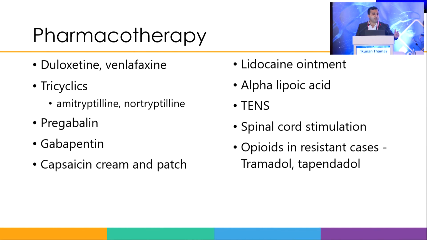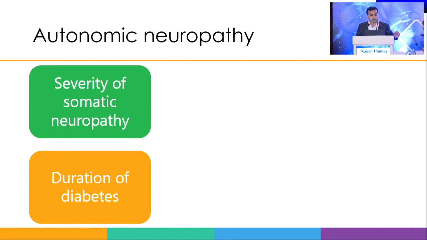Capsaicin ointment and patch is available, which can be applied up to 3 to 4 times depending upon the patient's tolerability. Alpha lipoic acid has shown benefit when given for periods of 6 to 8 weeks. And in refractory cases, you may even go for TENS or spinal cord stimulation. It is always advised to avoid opioids, but in some situations, maybe at least on an SOS basis, you might have to resort to using them for pain relief.